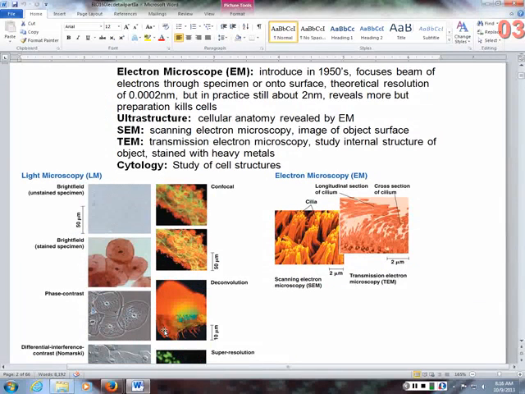So the electron microscope was introduced in the 1950s, and it focuses the beam of electrons through the specimen or onto the surface. Its theoretical resolution is 0.0002 nanometers, but in practice it's still about 2 nanometers. So your resolution is also going to be limited by the other equipment. It will reveal more, but the process you have to go through to get things ready to view them is a lot more intensive than with the light microscope, and it's going to kill the cells, so you don't have the option of looking at anything alive.